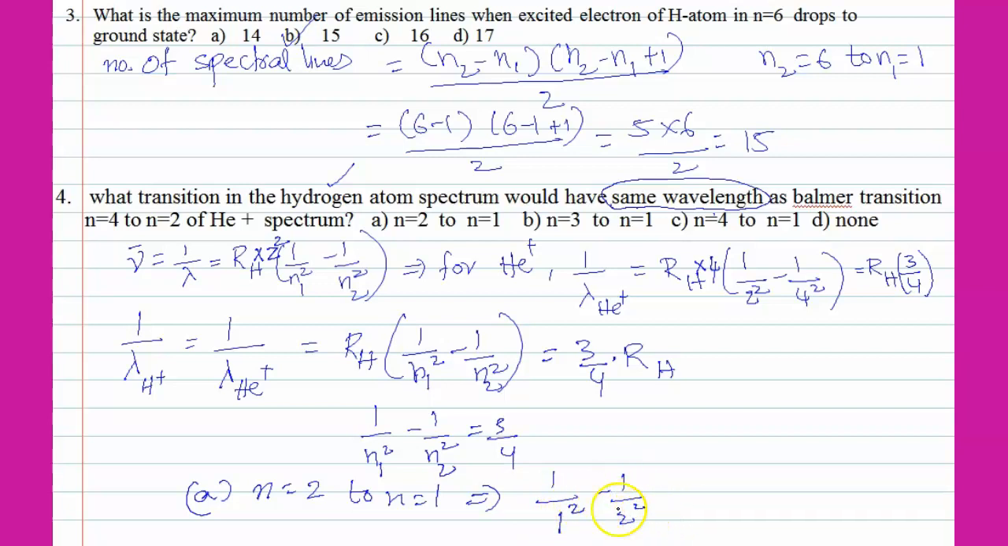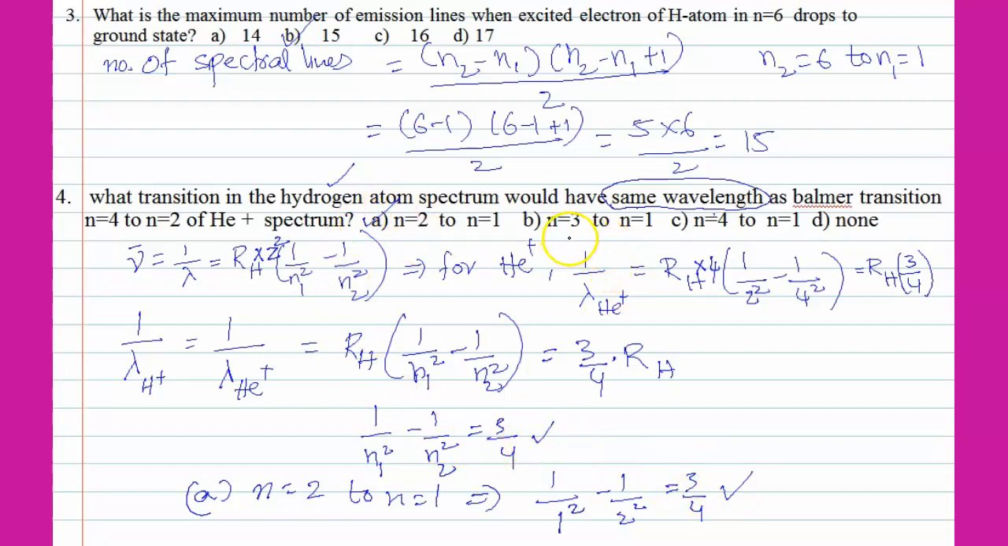See, 4 minus 1, 3, 3 by 4. So we are getting 1 by 2 square minus 1 by 1 square minus 1 by 2 square equal to 3 by 4. So we are getting this value. So option A is the correct one.